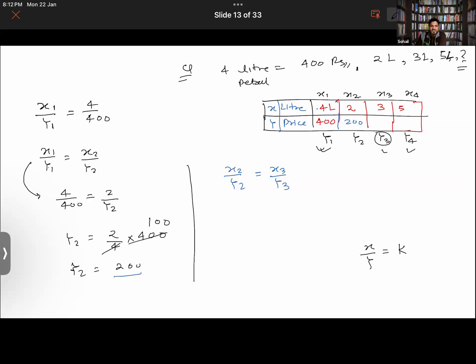How many exercises are there in this chapter, by the way? Sir, there are 2 or 3. 2 or 3 exercises are there. Okay, okay.